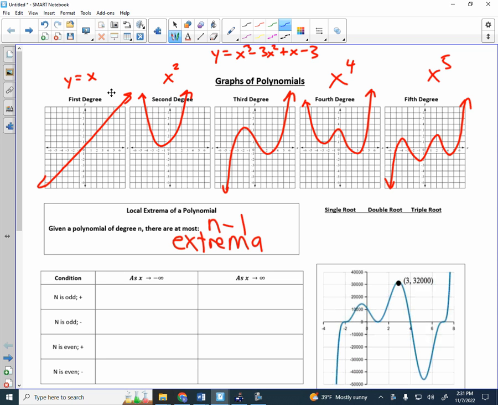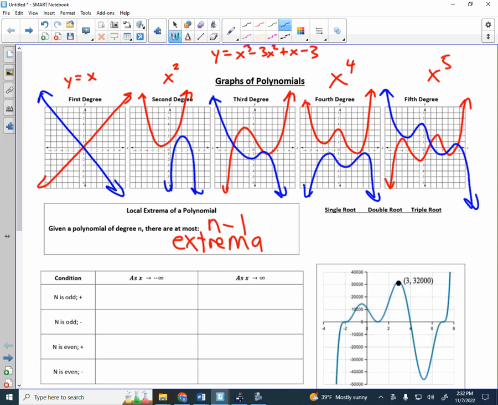Watch when we draw the negative ones. And what's going to happen for the negative x squared? It's going to flip. And then the third degree is going to do something like that. And your graphs do not have to be perfect, folks. Your fourth degree is going to look something like that. And your fifth degree is going to look something like that.